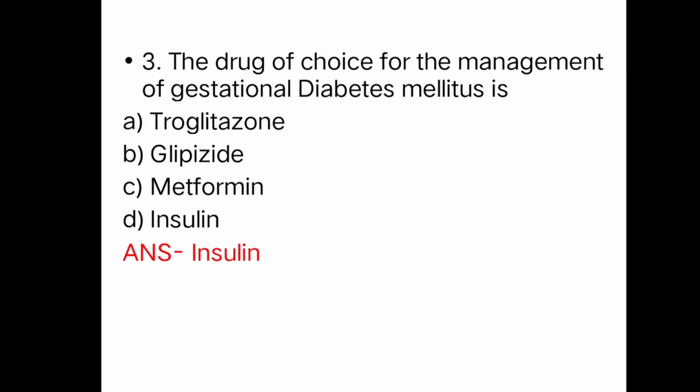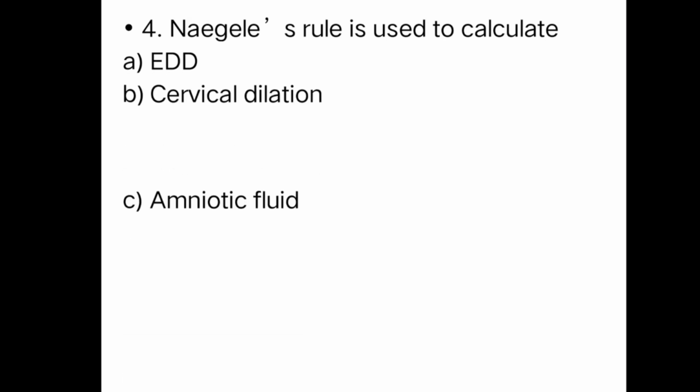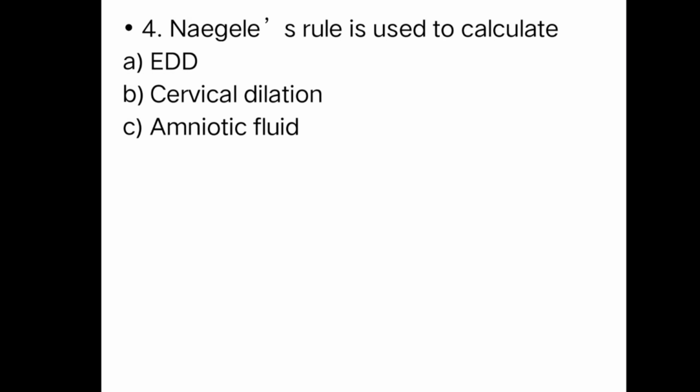So let's move on to the 4th question. What is Naegele's rule used to calculate? What is meant by Naegele's rule? Among the 4 options, option A is EDD. EDD is expected delivery date. Option B, cervical dilation. Option C, amniotic fluid. And option D is gestational age. Naegele's rule is mainly used to calculate the expected delivery date of the baby.